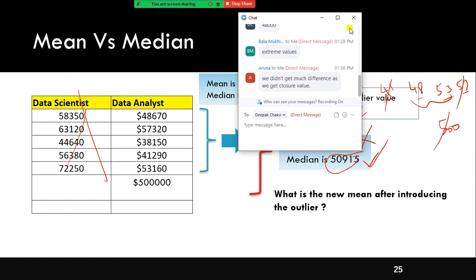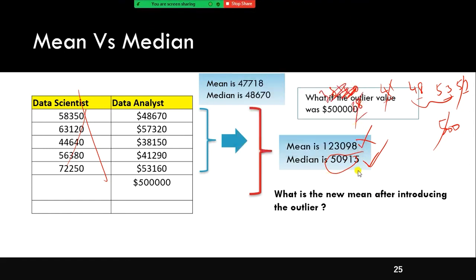Yes, we did not get much difference, we get a close value. That's correct, Aruna. Hope you understood, right? In the case of skewed data, which means the data has extremely high or extremely low values, better you rely on median. You can use median, don't use mean. If you don't have any outlier in a data set, then you can go for mean.